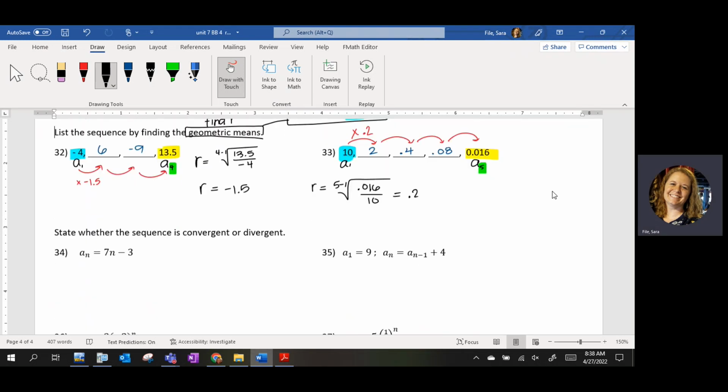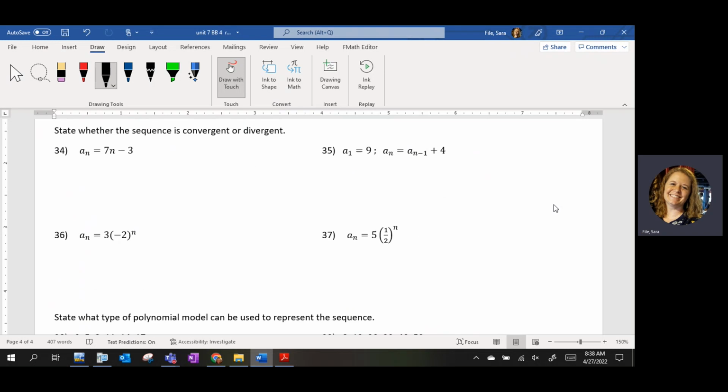Okay. So the next group of questions here says to state whether each sequence is convergent or divergent. So remember, we talked about this in part 1 of our notes if you needed to go back and review it. Convergent means that it approaches some specific number, okay? Graphically, that would look like it's approaching a horizontal asymptote. Divergent means that it has no limit. It goes up to infinity or down to negative infinity, or maybe it oscillates back and forth, but it doesn't approach some specific number, okay?